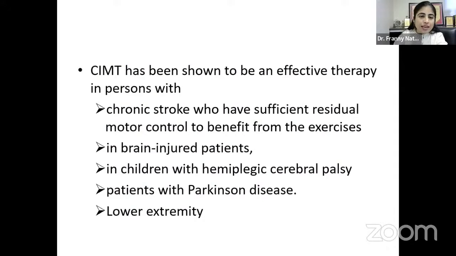CIMT has been shown to be an effective therapy in persons with various conditions such as chronic stroke, patients with brain injury, children with hemiplegic cerebral palsy, and patients with Parkinson's disease. It has also been effective for treatment of the lower extremity, for balance and strengthening. So there is constraint of the unaffected lower extremity and forceful use of the affected lower extremity, especially when the patients do not take adequate weight on the affected lower limb.